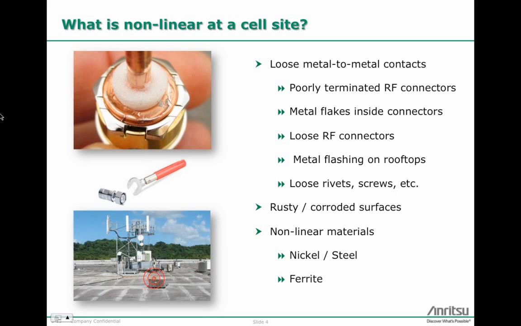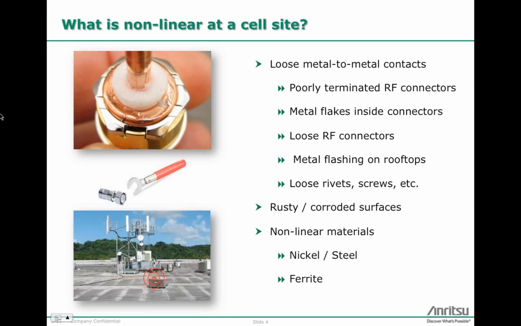Metal flashing on rooftops. Well, now we're talking about things that are outside of the antenna system itself, and things potentially out in front of the antenna. Loose metal-to-metal contacts or nonlinearities external to the antenna system are just as much a problem as the things inside the antenna system. Once again, it depends on how much power is hitting them and the voltages that are occurring, but external PIM problems are rampant in the industry today. Loose rivets, screws, etc., that's mostly inside of components.